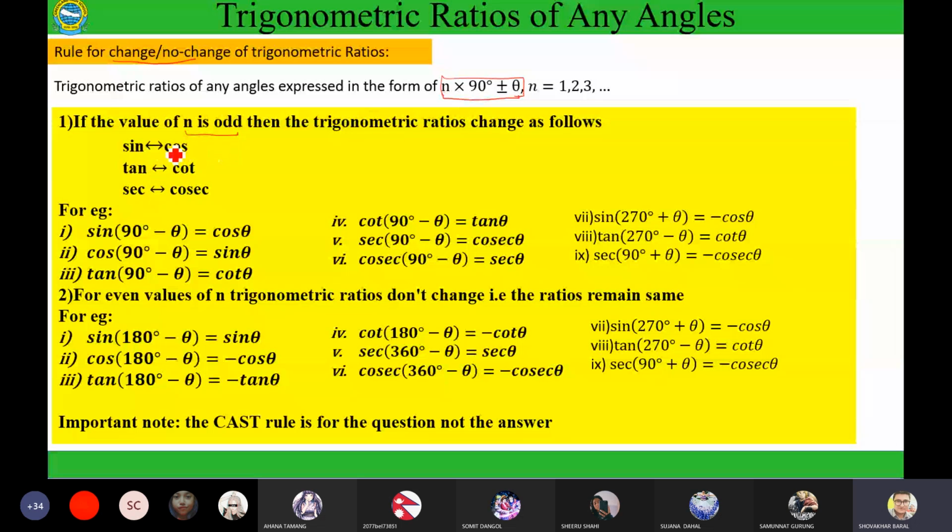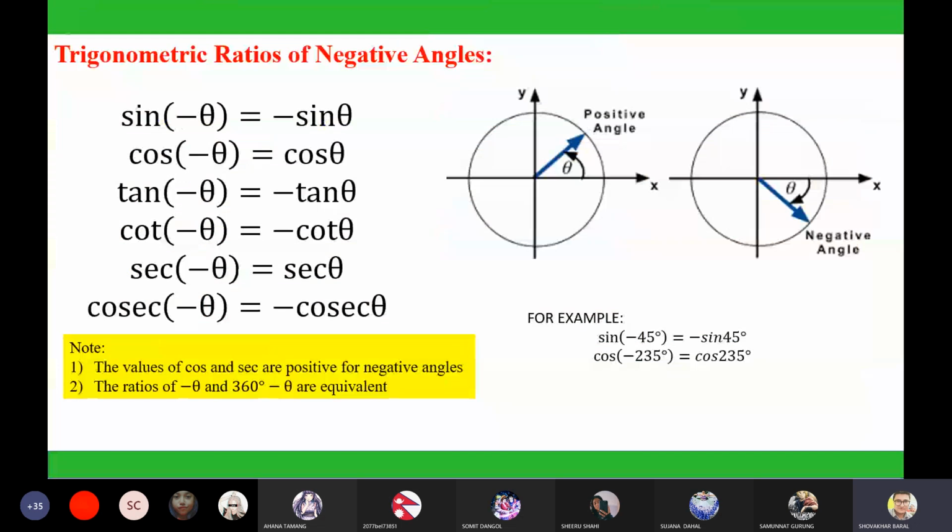Please remember the complementary ratios: sine of 90 minus theta equals cos theta. Tan of 90 minus theta equals cot theta. They are interchangeable. Similarly, if the value of n is even, then the trigonometric ratio doesn't change. The ratio remains the same. So this is all about the CAST rule and the change in the angle. Now let's talk about the ratios of negative angles.